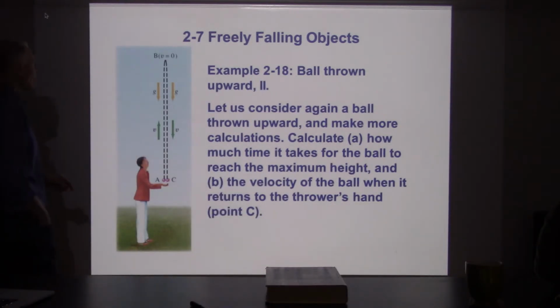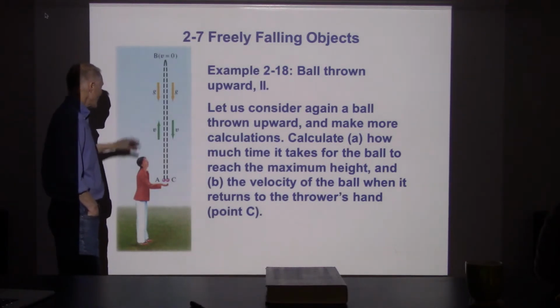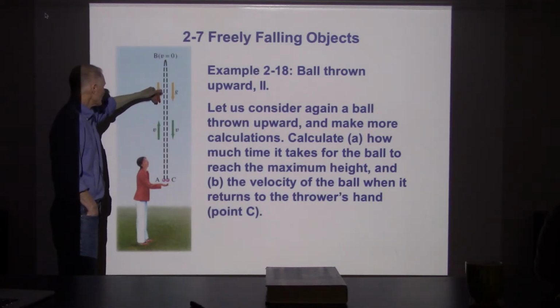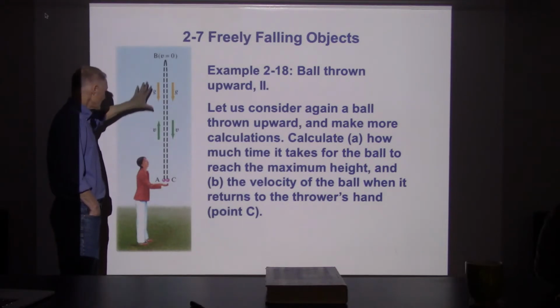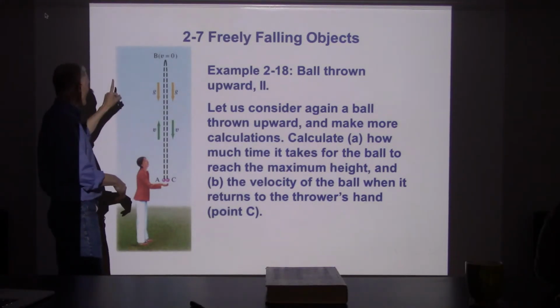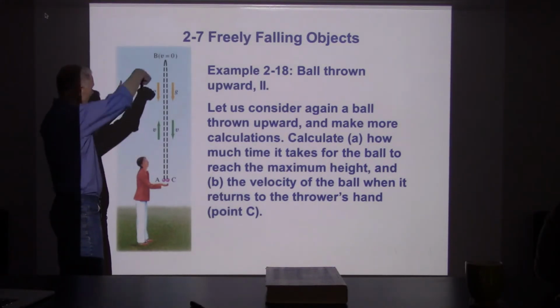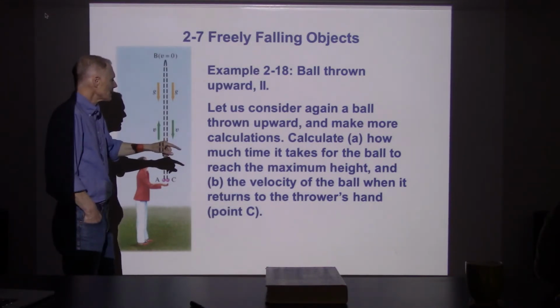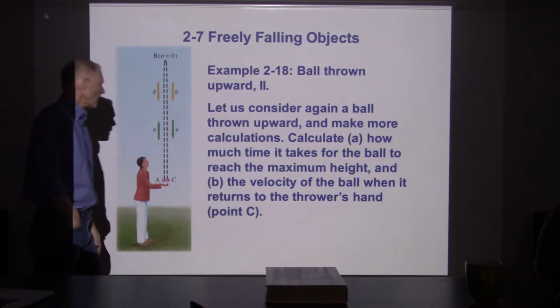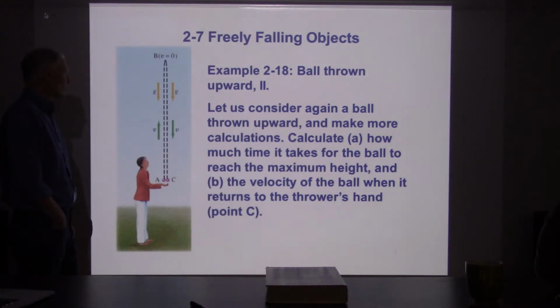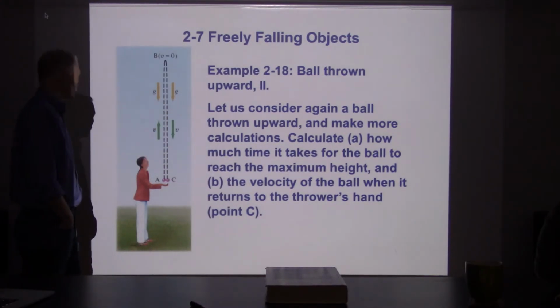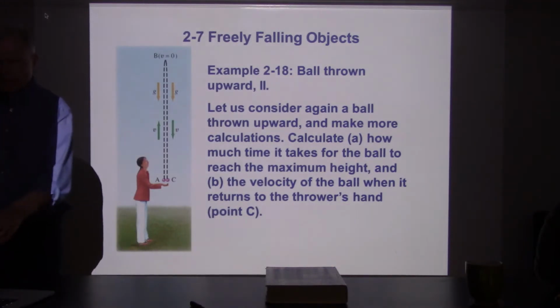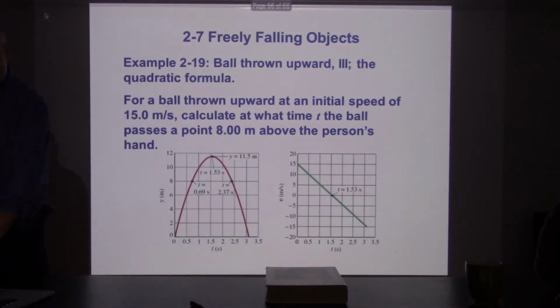Okay, here's a follow-up example. We've got everything set up as before. The accelerations are pointing down consistently. Velocities are upwards on the way up and downwards on the way down. So it says this time, how much time does it take for the ball to reach the maximum height, and what's the velocity of the ball when it returns to point C? We may have already calculated some of these.